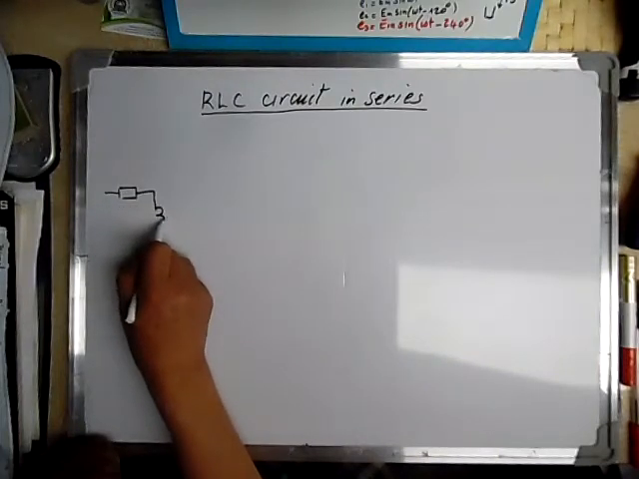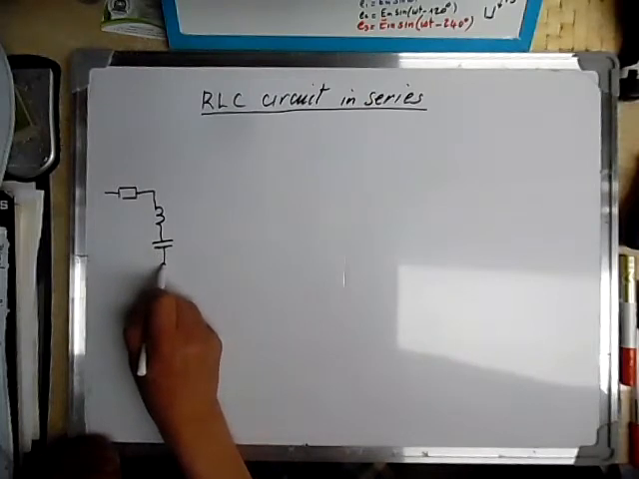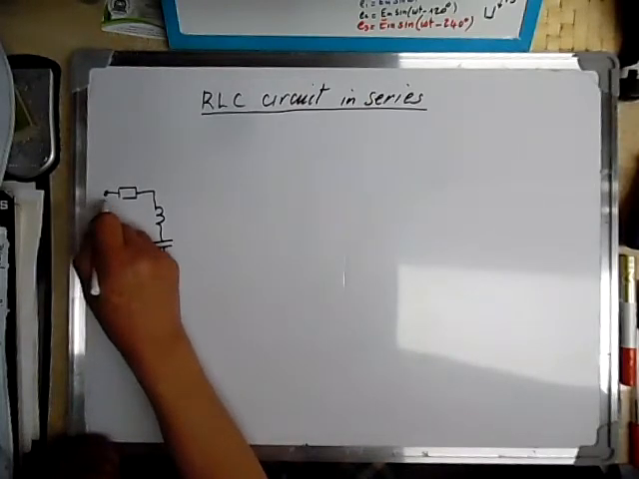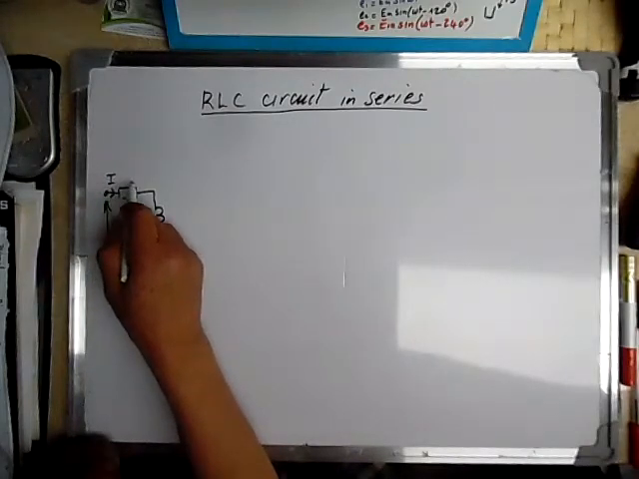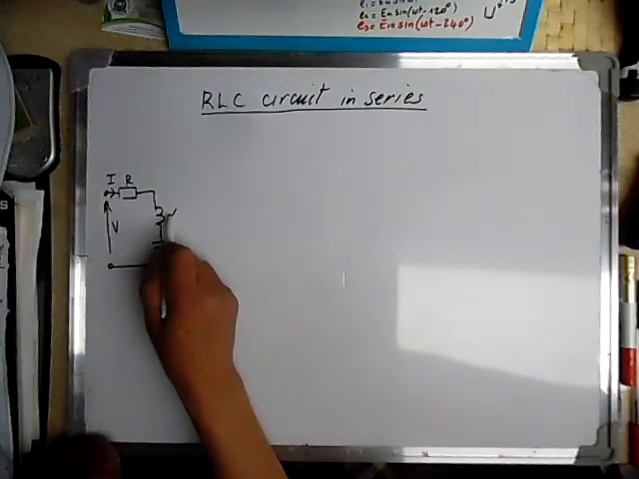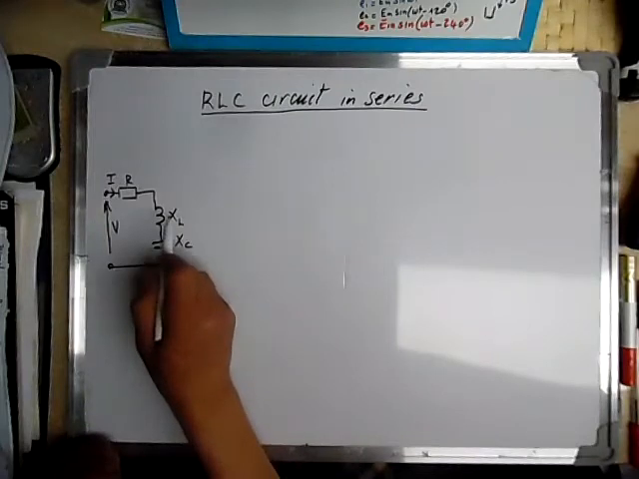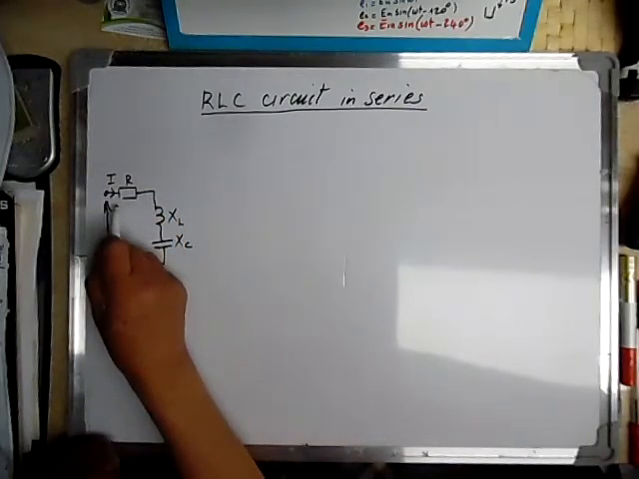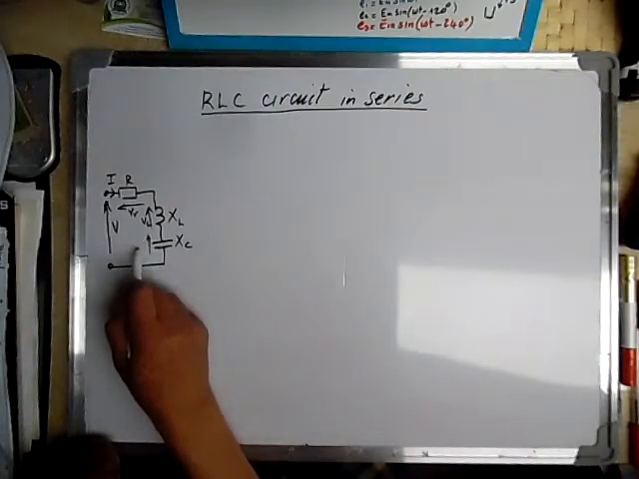Let's have XL, XC, the source voltage V, the current I, XL, XC, and the drop in every element here, VR, VL, and VC.